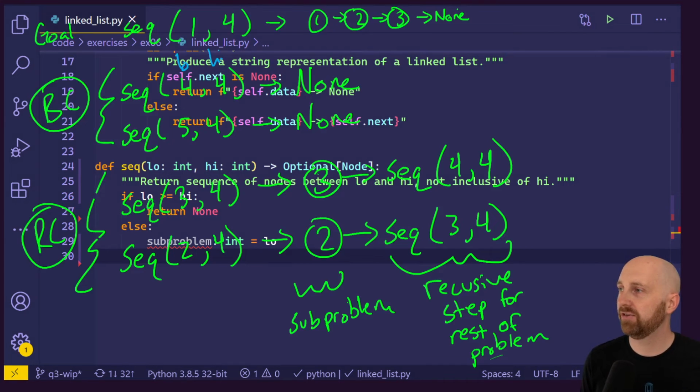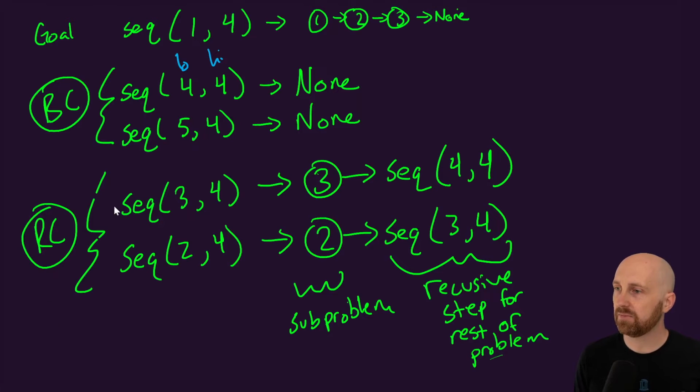And if we want to remind ourselves why this might be, okay, so in the case where our base cases are handled, we know that our low parameter has to be less than our high parameter.